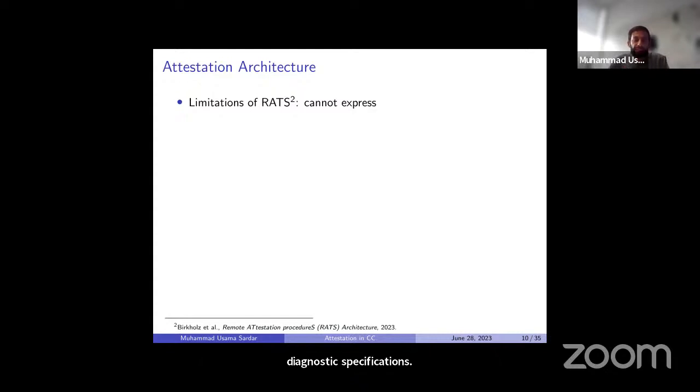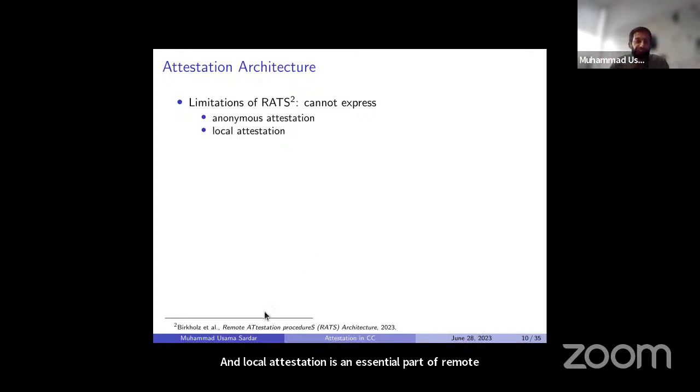There exists the RATS architecture standard, IETF standard 9334, remote attestation procedures. However, there are some limitations of this standard: it cannot express anonymous attestation as well as local attestation. In Intel TEEs, there is a mechanism called EPID, which Intel uses, which is anonymous attestation. And local attestation is an essential part of remote attestation.